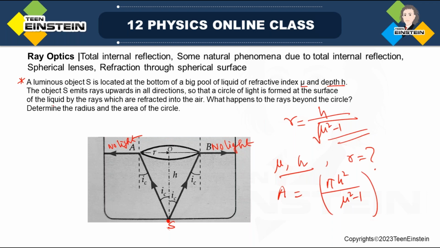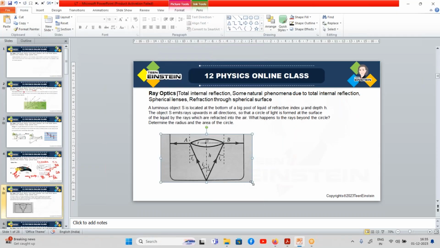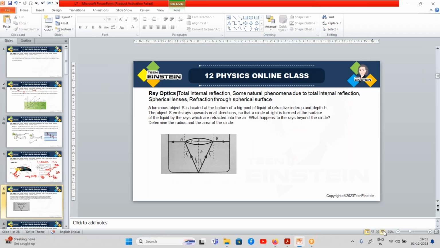Let me read the question fully. So that a circular patch is formed at the surface of the liquid by rays which are refracted into the air. What happens to the rays beyond the circle? Determine the radius and area of the circle. So this is our agenda with this particular problem. Let us try to solve this. Let me just clean everything. Okay, maybe I'll make this figure a little smaller so that I get a little more space.